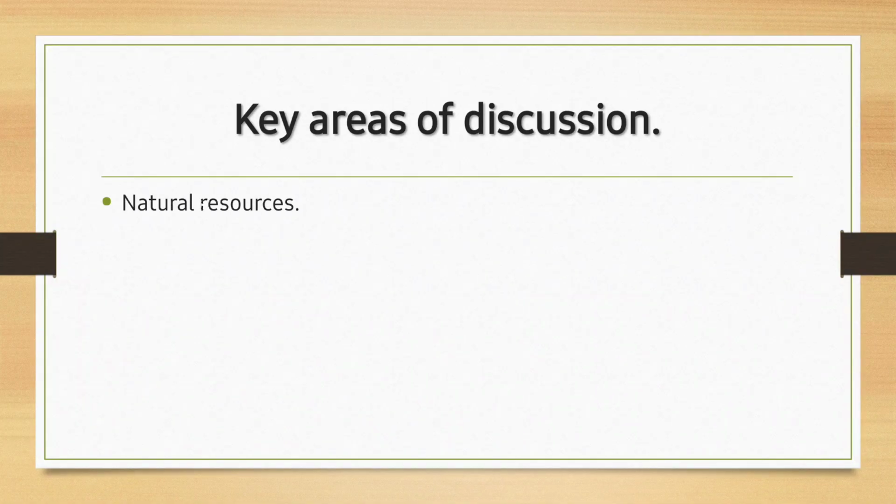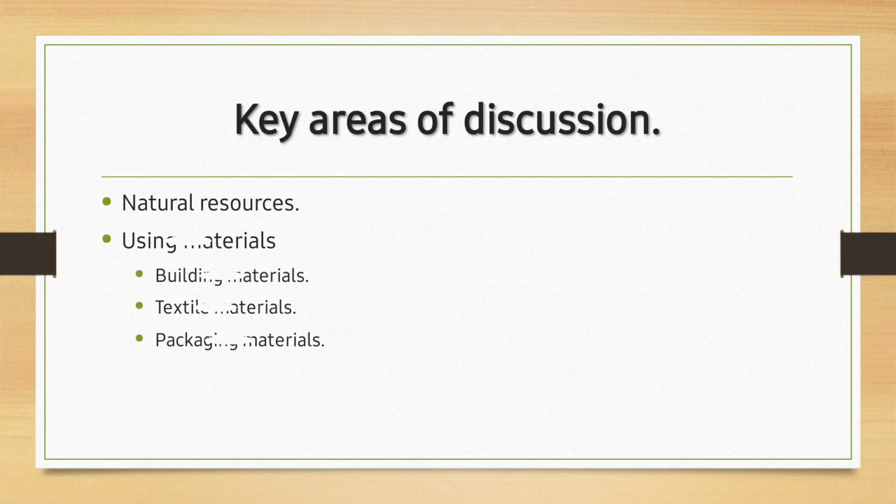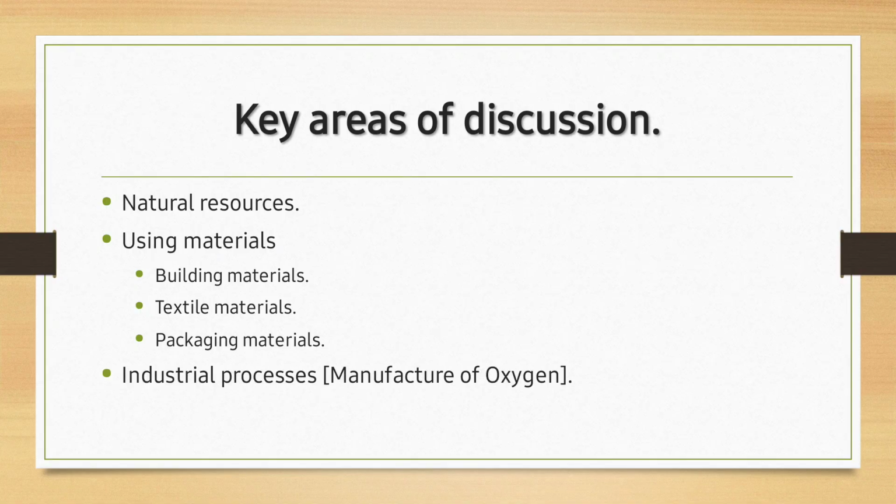Basically, we shall look at some of the key areas of discussion. It will be on natural resources, which is also very important. We shall also look at using materials, which encapsulate the building materials, textile materials, and packaging materials. And then at our level, we shall still look at the industrial processes, that's the manufacture of oxygen. And then as we proceed to senior 2, senior 3, senior 4, we shall be able to have a glimpse of several things.